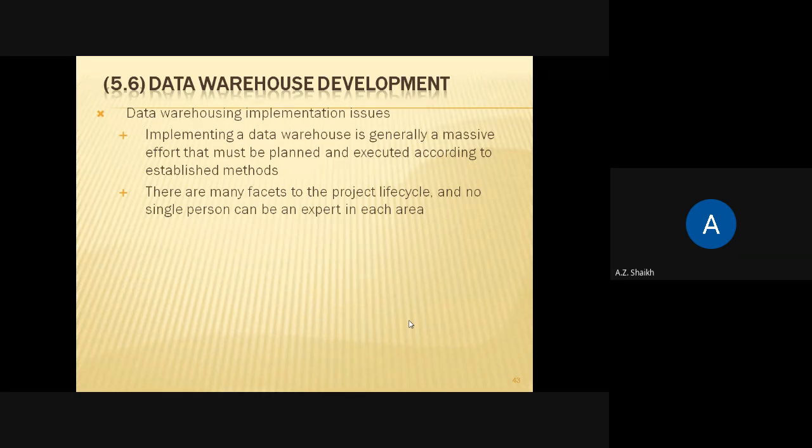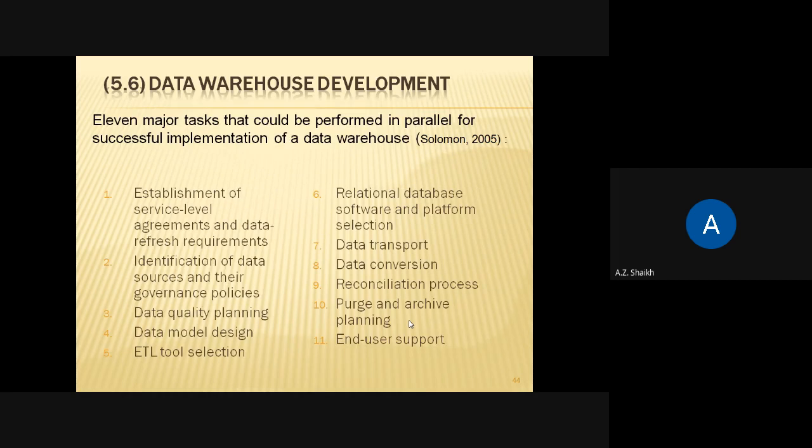Different components need different expertise, and that expertise is used to develop the entire data warehouse. Now, whenever we are developing the data warehouse, we need to consider these 11 major tasks that could be performed in parallel for successful implementation of the data warehouse. So we need to include these 11 major tasks. Now the first one is the implementation of service level agreements and the data refresh requirement.